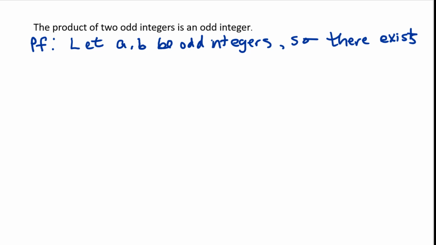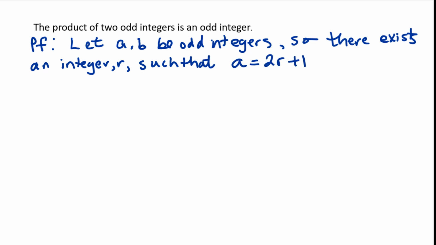exists an integer R such that A is equal to 2 times R plus 1. That makes it an odd number.